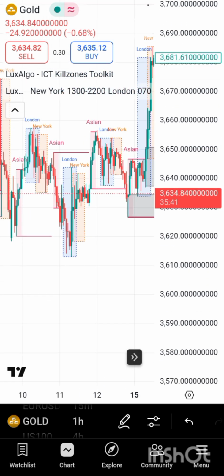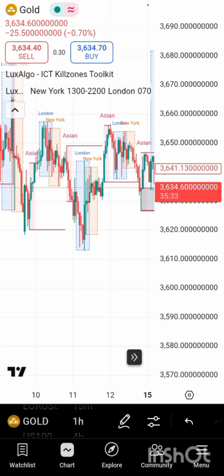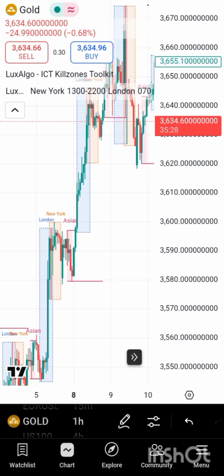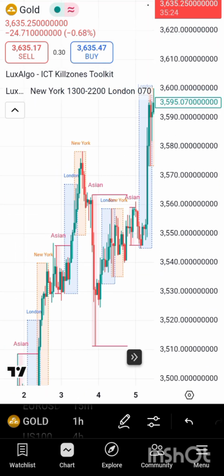We are only getting demand zones because at this particular point gold is in an uptrend, and that is why. But when gold gets into a downtrend, we shall be getting even the supply zones.